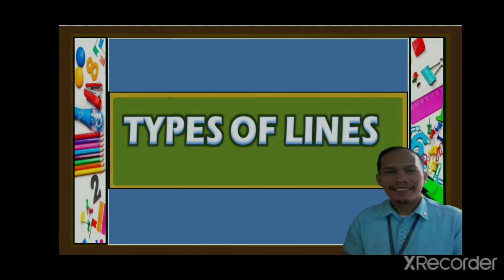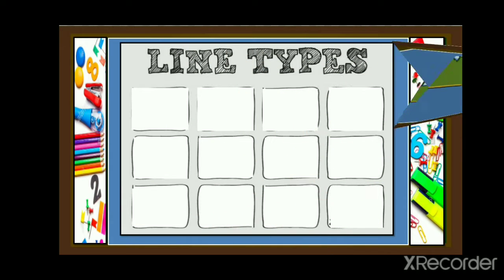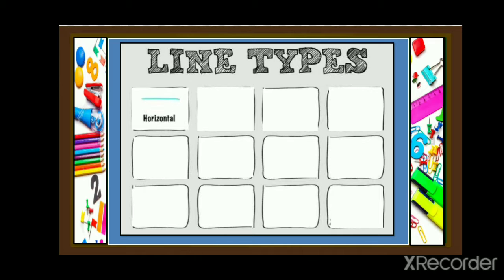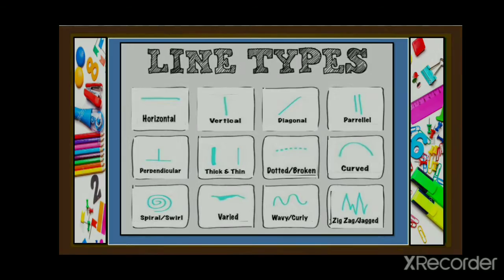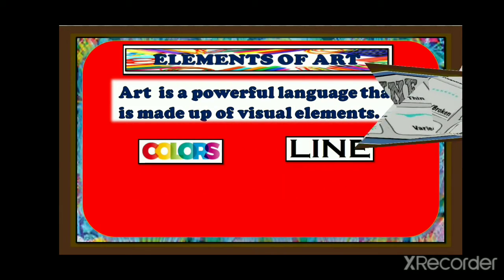What are the types of lines? Line types we have are horizontal, vertical, diagonal, parallel, perpendicular, thick and thin, dotted and broken, curved line, spiral, the barred, the wavy or curly, and the zigzag or the jog. Those are the types of the line.